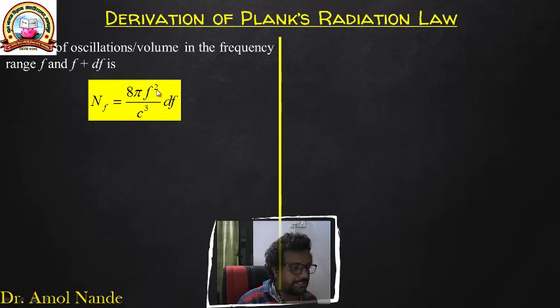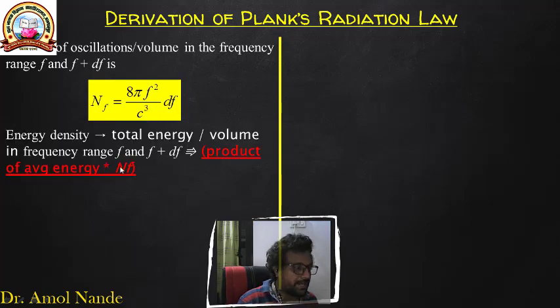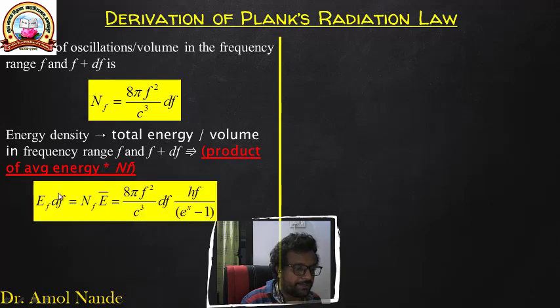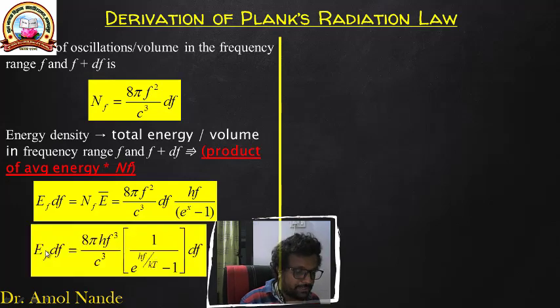So उसकी वजह से क्या हो जाएगा, so energy density is nothing but your total energy per unit volume in the frequency range of f and df, that is nothing but product of average energy into nf. So we can write it down, Ef df is nothing but nf E bar, correct, and that is equal to 8 pi f square by c cube df hf e to the power x minus 1. तो उसको रीअरेंज करने का आपको क्या मिल रहा है, Ef df इज इक्वल टू 8 pi h f cube डिवाइडेड बाय c cube, 1 बाय e to the power hf by kT minus 1. This is nothing but your Planck radiation law.